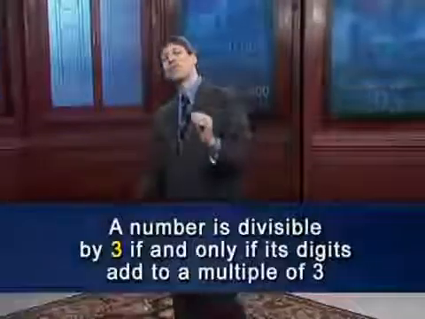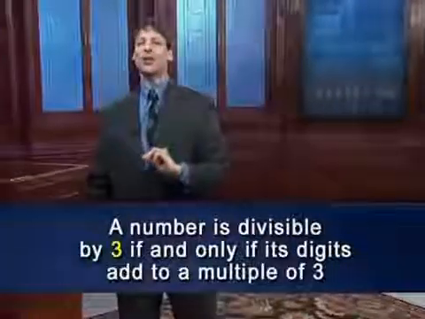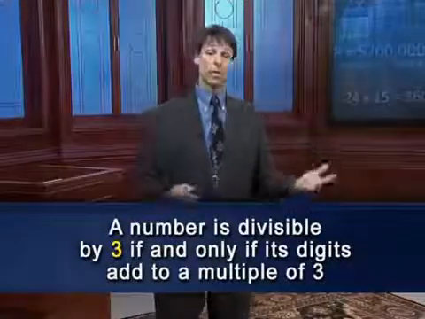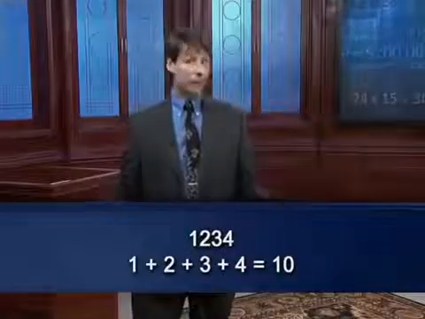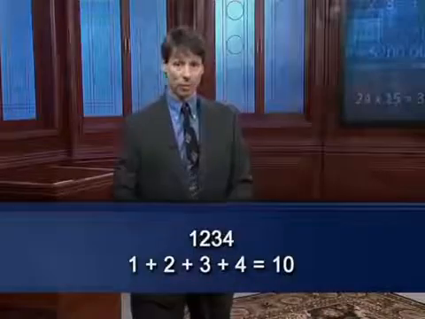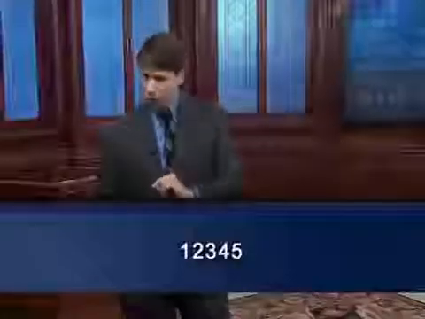Okay, how about multiples of 3? Magically, a number is divisible by 3 if and only if its digits sum to a multiple of 3. For example, 1, 2, 3, 4 sums to 10, which is not a multiple of 3, so 1,234 is not a multiple of 3. But the digits of 12,345 add to 15, and that is a multiple of 3, so 12,345 is a multiple of 3.